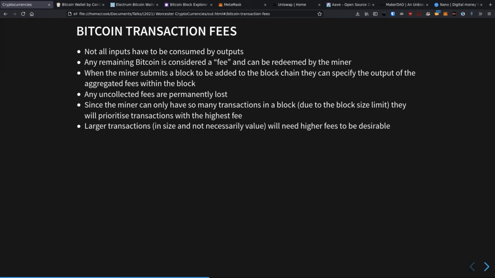And since the miner can only have so many transactions in a block, they prioritize transactions that have a higher fee, because, as I said, Bitcoin has about a 2 to 4 megabyte block size limit. So that's why having a higher fee on your transaction will potentially have your transaction be included in a block faster. And larger transactions obviously use more space in megabytes. So nodes that are mining blocks will probably not want to include your transaction unless it has a high fee to compensate for that lost space.